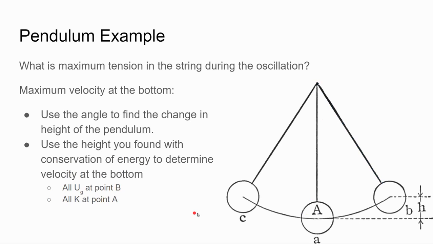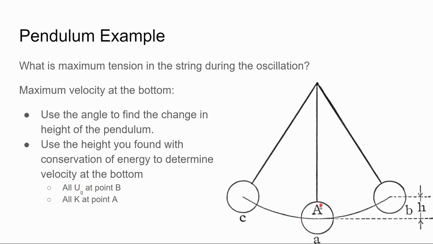Once we have that height, we're going to use conservation of energy. The way that we're going to use conservation of energy is up here at the highest point, it's going to have all gravitational potential energy. And down here at the bottom, it's going to have all kinetic energy. Because we know that, we will be able to calculate gravitational potential energy when we have the height, and then we'll be able to solve for my velocity at the bottom.